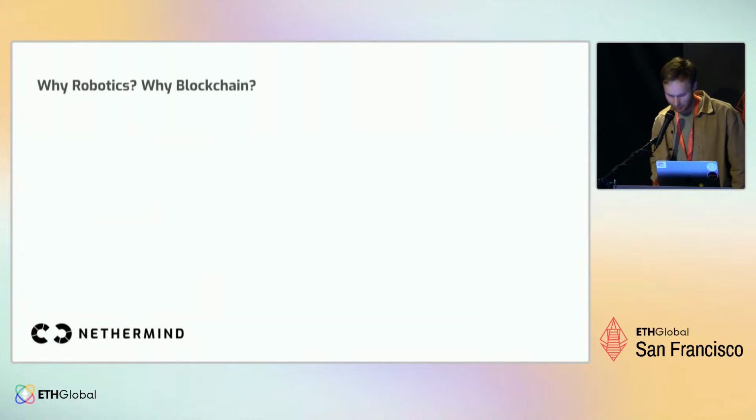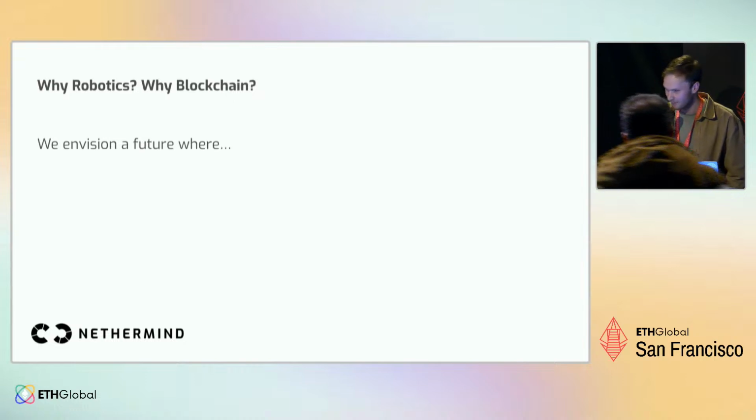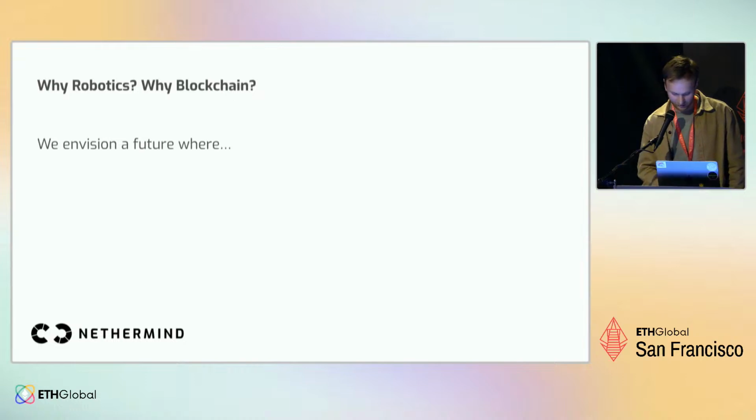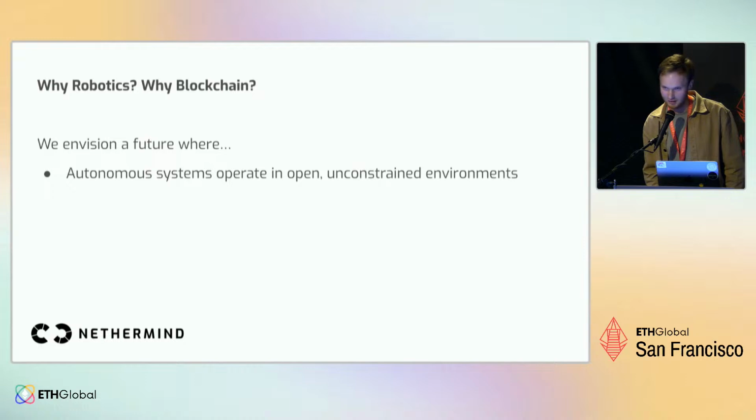So yeah, why robotics? Well, we envision a future where robotics are going to be operating in unconstrained environments. Today, they're typically deployed in factories. These are highly constrained environments. And of course, the rules inside the factories are very different to the rules for robots operating in open systems. So concepts such as safety become critical.